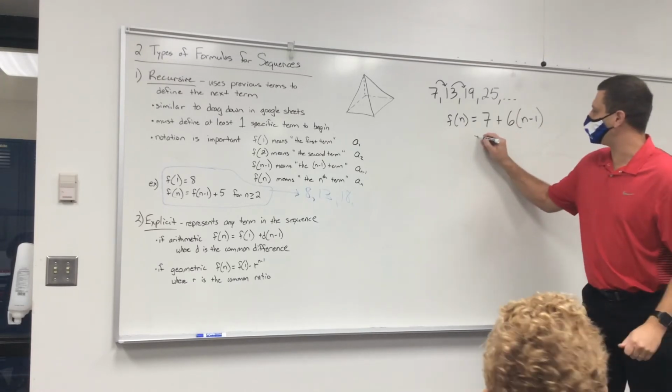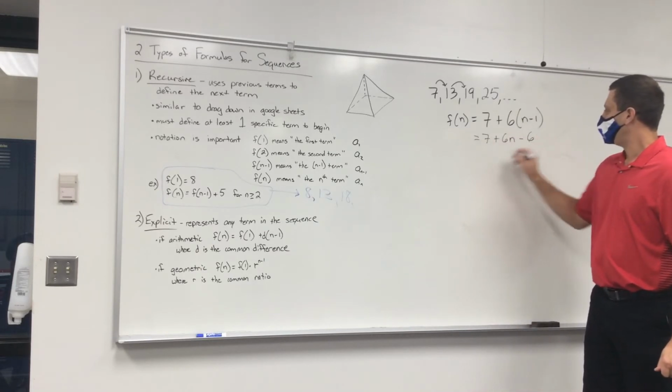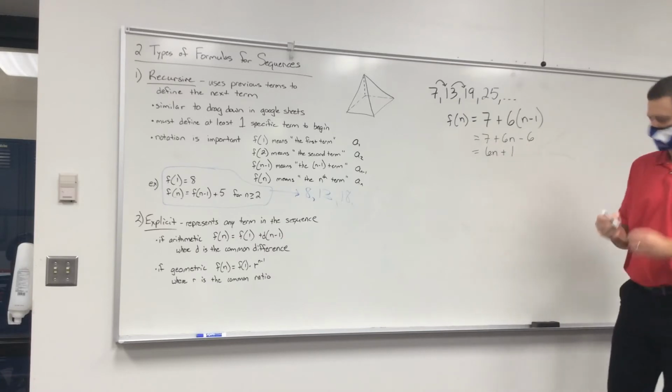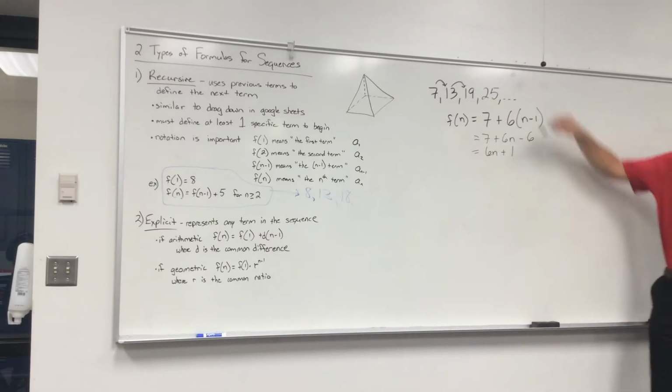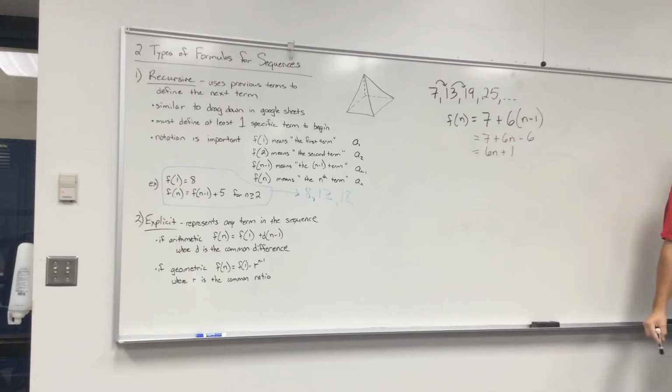Now, if you do a little algebra and simplify, if I do a little bit of distributing and combine my like terms, I would get 6n plus 1, right?